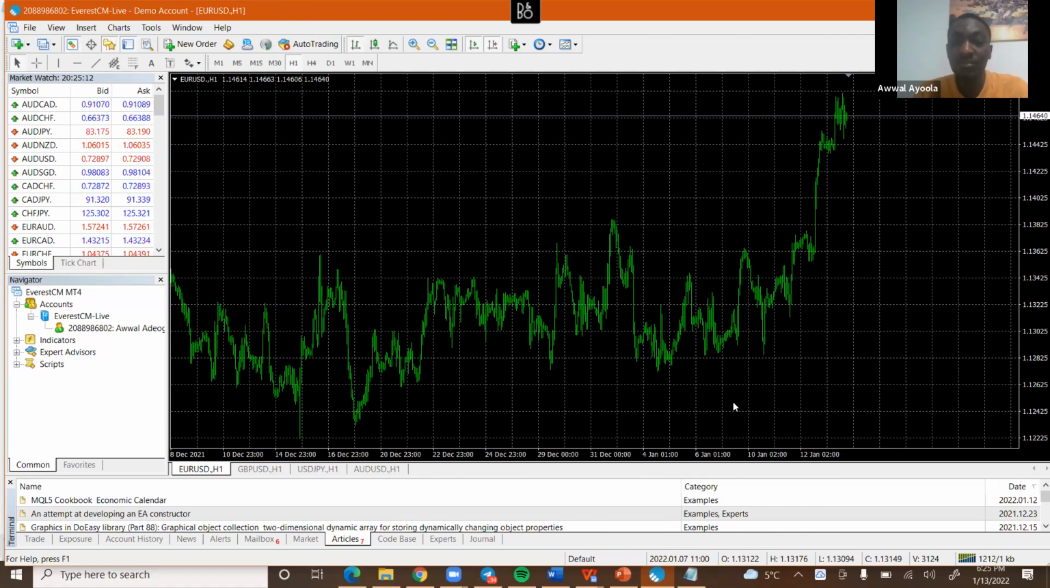So once you create any of these two accounts, you will then come and link it up with your MT4. Tomorrow, by the grace of God, we'll show you guys how to do all this stuff, all right? So once you set up your Everest account, then you log in, you create a demo account for yourself first. That's the first thing you need to do.